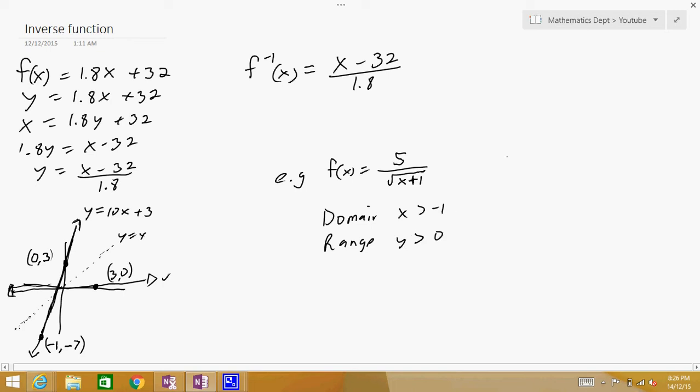Now for our inverse function, and IB loves to ask these questions, they may ask, what is the domain for the inverse function? Well, the domain for the inverse is the range for the original function. So the domain for this function is x is greater than 0. And the range of the inverse is the domain for the original function. So the range for this one is y is greater than negative 1.